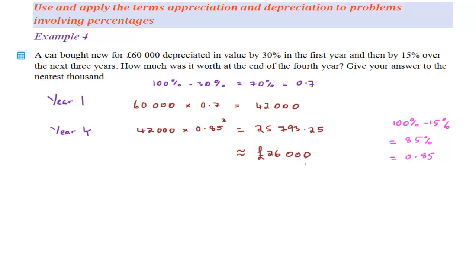And another way of thinking about this rounding is we've now given our answer to the nearest 1,000, which is also the same as rounding it to 2 significant figures in this case. So these are these two significant figures here. So how much is the car worth at the end of the fourth year? It's worth £26,000 to the nearest 1,000.